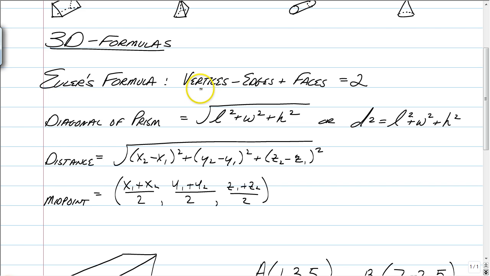Euler came up with the fact that vertices minus the edges plus the faces is always going to equal 2. So we're going to talk about the differences of those. To find the diagonal of a rectangular prism, it's basically the Pythagorean theorem in 3 space. Our diagonal squared is equal to L squared plus W squared plus H squared, or you can just take the square root of, obviously, L squared plus W squared plus H squared. Distance formula in 3 space, and the midpoint formula in 3 space.